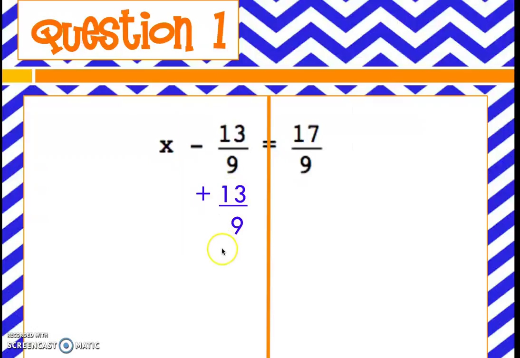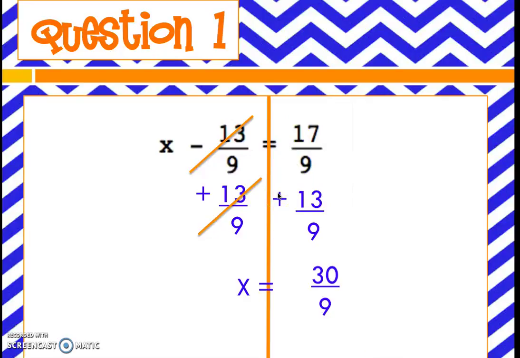Now, whatever we do on this side of the equation, we got to come over here and do the exact same thing. So I added 13 ninths here. I'm going to add 13 ninths on this side. Now, if we go back over here, we have a minus 13 ninths and a plus 13 ninths. So those two cancel each other out. And we're going to be just left with this x. So now we have x equals 17 ninths plus 13 ninths. When we add those together, we get 30 ninths. Okay, done. Our solution is x equals 30 ninths.